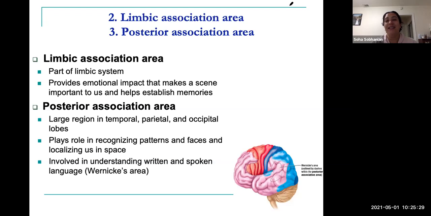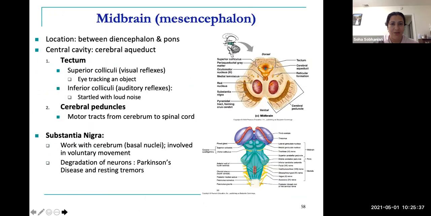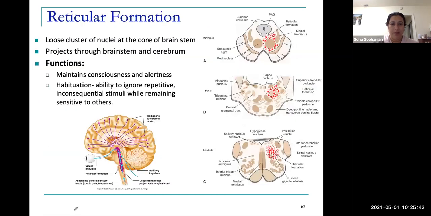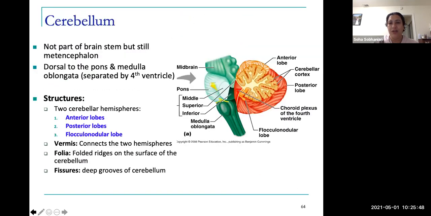The limbic association area is actually not shown in the picture. And I think I might have, if I go all the way to, sorry, I want to see if I actually have that. Oh, I don't have a slide for it. It's central in the brain.